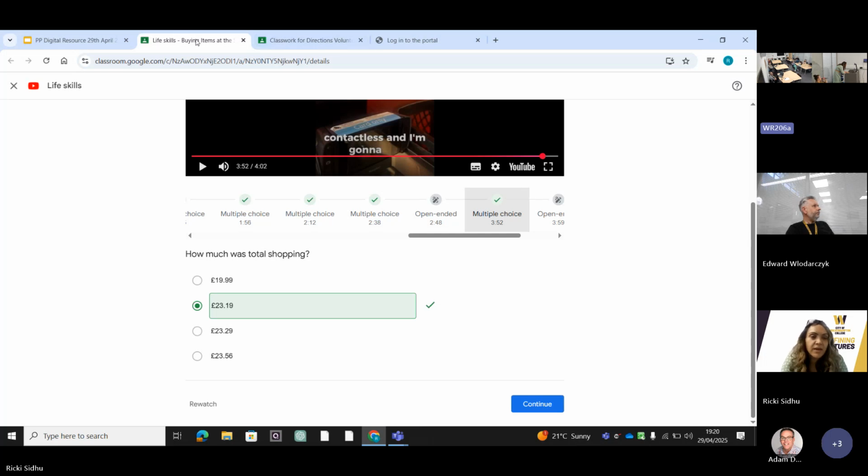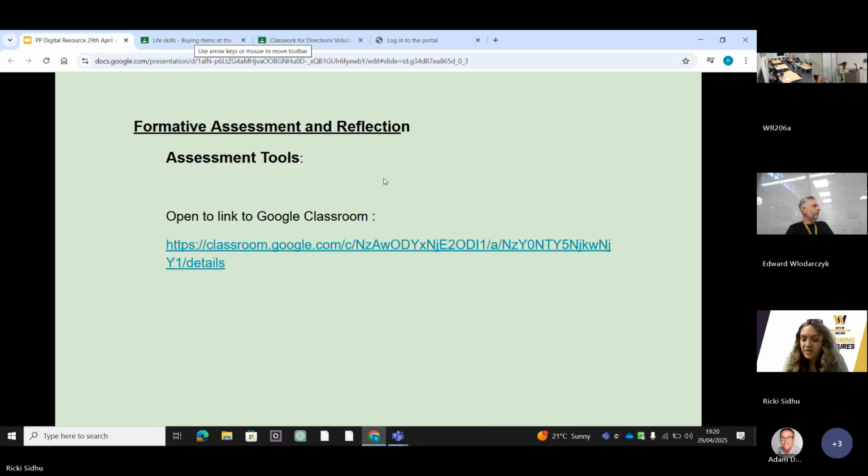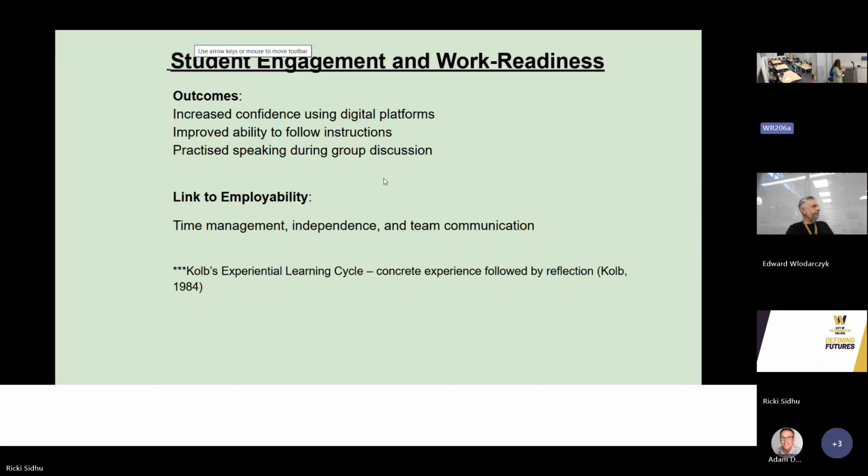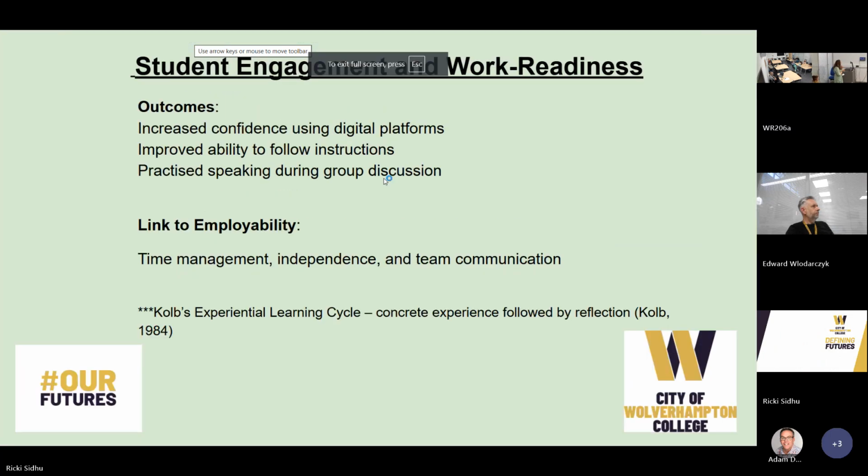Let's have a look if I can get back now. Right, it's the first time they used it. So they did increase confidence in using a digital platform, and they followed instructions. It was good with the practice speaking during group discussions at the end, and time management, and it was really good independence and team and communication.